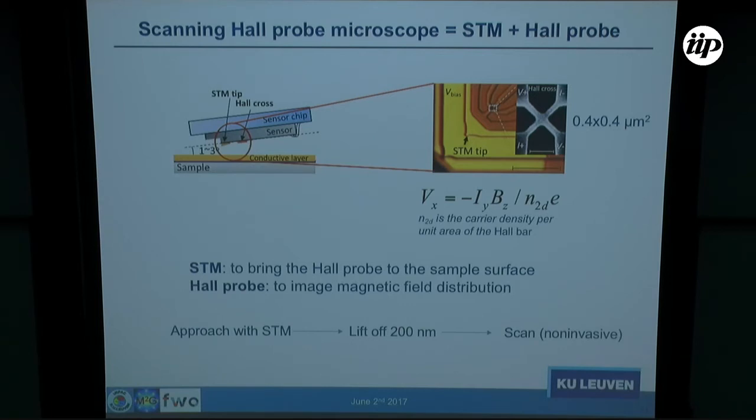But now, instead of just using this STM as a feedback to bring this Hall probe to the sample surface, we will use it as a local heater. So we are using it to manipulate the vortices and to control the superconductivity locally, and then we see what happens with our Hall probe.